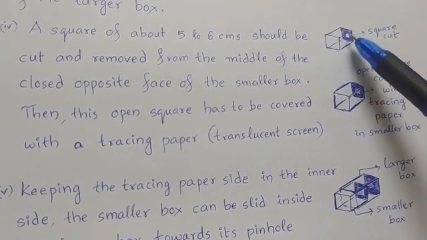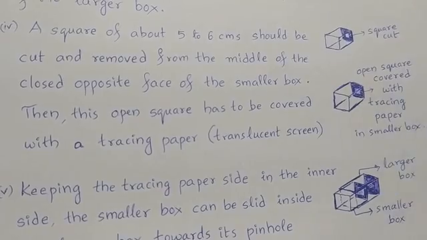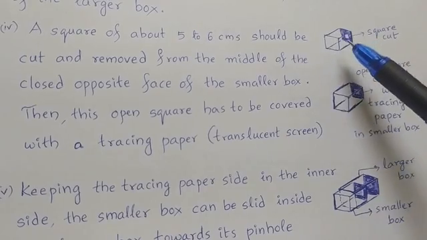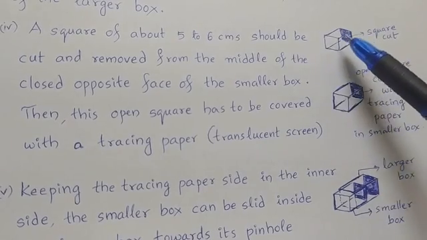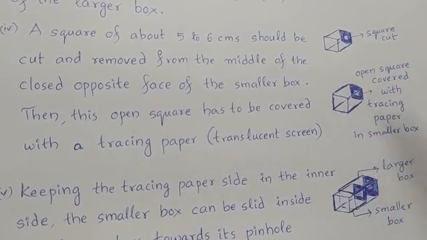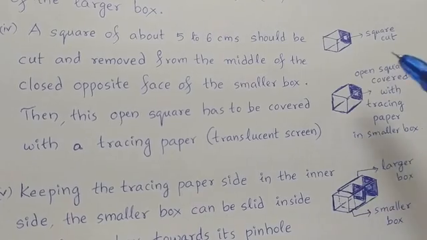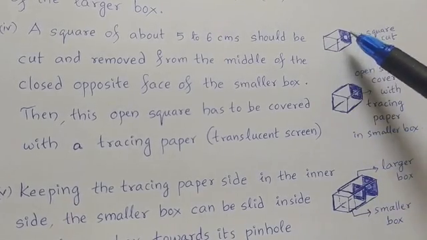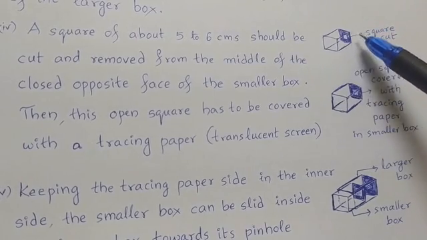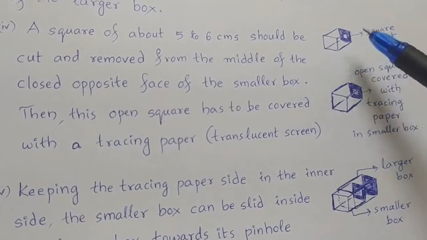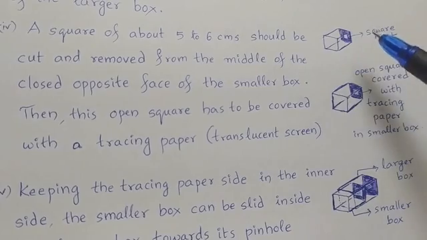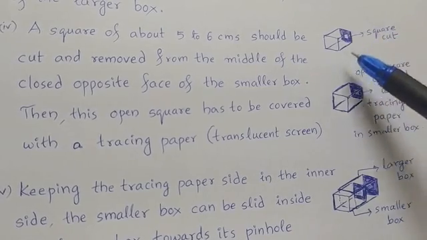Sir, it is not 5 to 6 centimeters, it is very small. This is only a model here. Okay, if this cut itself is 5 to 6 centimeters, then how much size paper do I have to use to write these notes? Okay, it is very difficult. So I have just used the model. So the square that has to be cut out from the closed opposite face of the smaller box is about 5 to 6 centimeters.